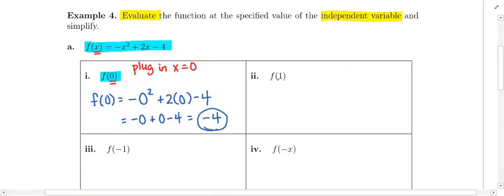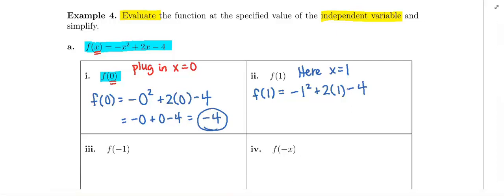We're using the same original function, but now we're going to find f of 1. We're just using a different input. Again, whatever's in the parentheses is what you're plugging in for x. So here, x equals 1. We are going to plug it into the original statement. So f of 1, everywhere you see x, you replace it with 1, is going to be negative 1 squared plus 2 times 1 minus 4. There you go. Everywhere you see an x, replace it with 1.